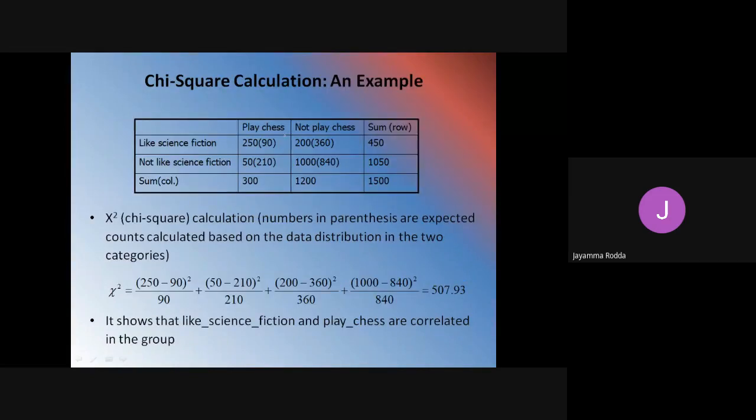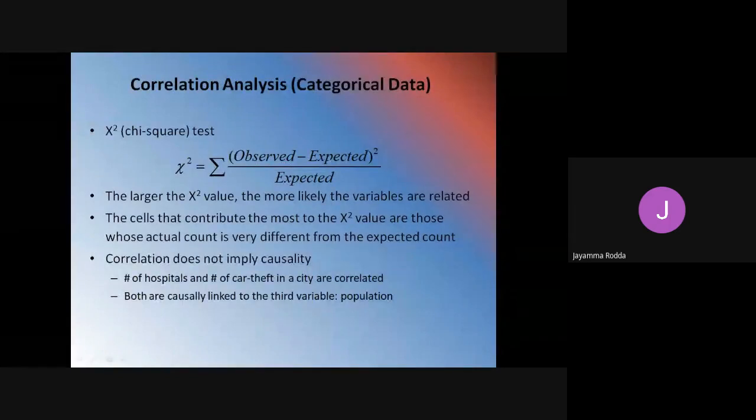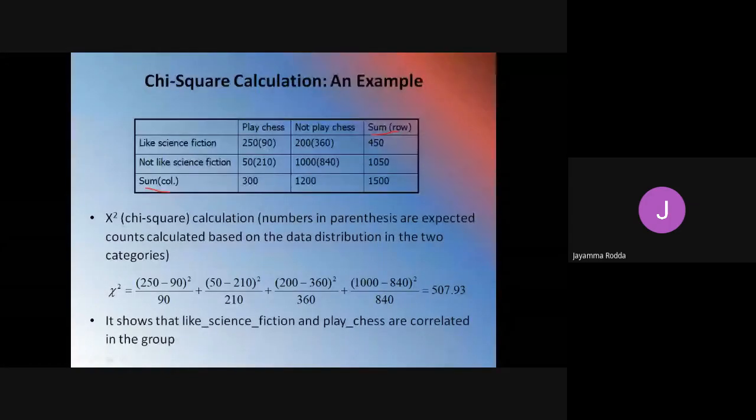Here an example of the chi-square test is discussed. In this chi-square calculation, we have play chess, not play chess, like science fiction, not like science fiction, with the sum of the columns and the sum of the rows. The values within the parentheses are the expected values, whereas the remaining values not within the brackets are the observed values.